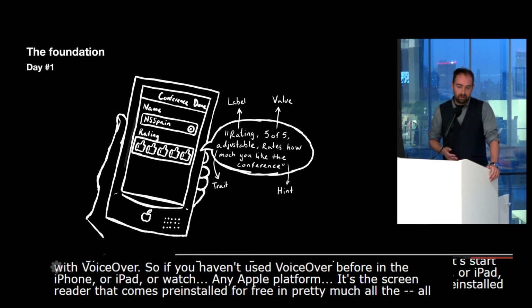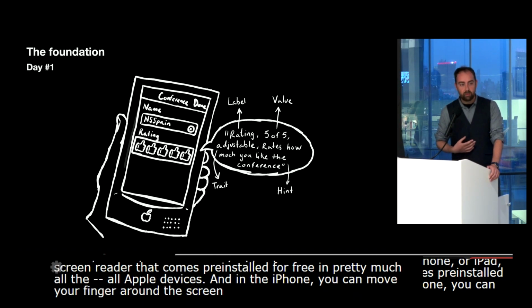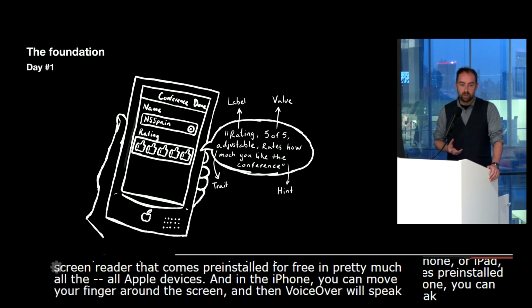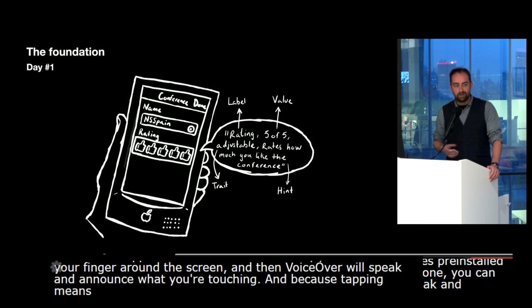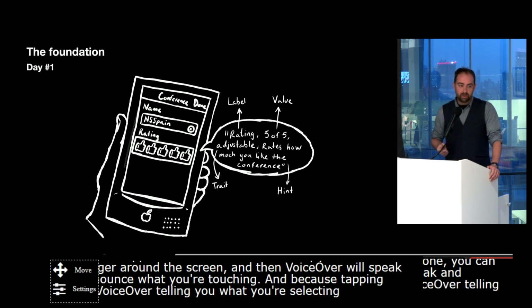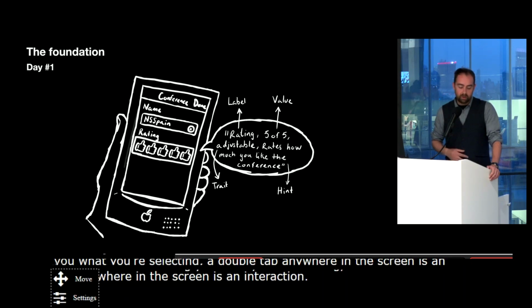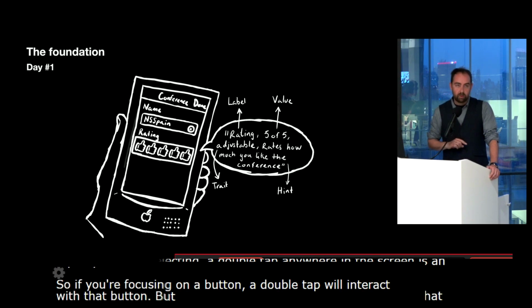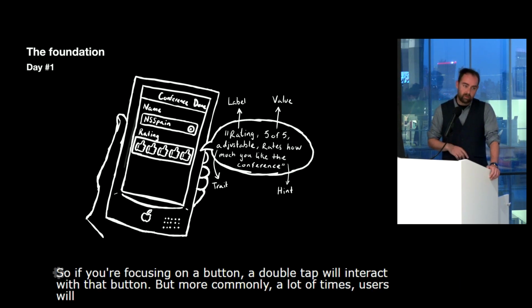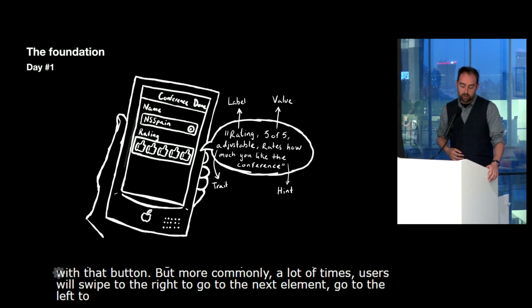And in the iPhone, you can move your finger around the screen, and then VoiceOver will speak and announce what you're touching. And because tapping means VoiceOver telling you what you're selecting, a double tap anywhere on the screen is an interaction. So if you are focusing on a button, a double tap will interact with that button. But more commonly, users will swipe to the right to go to the next element, and then swipe to the left to go to the previous one. And yeah, it's very important to know that there are these two paradigms of navigation with VoiceOver.